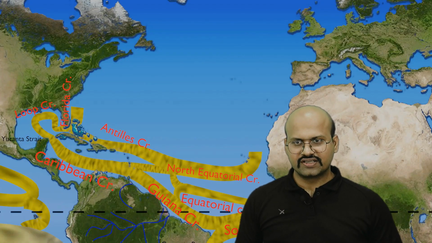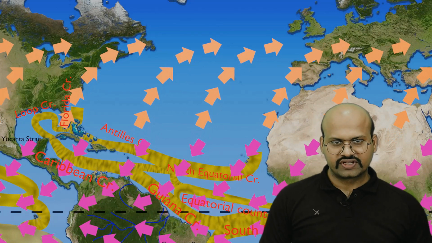Now here we can see that the westerlies winds are blowing, and these westerly winds blow from the western direction towards the eastern direction. These westerlies, when they flow over the ocean water, apply a dragging force. They try to pull the water along with them. Our Florida current also experiences the dragging force applied by the westerlies, and therefore it is pulled along with these westerlies.